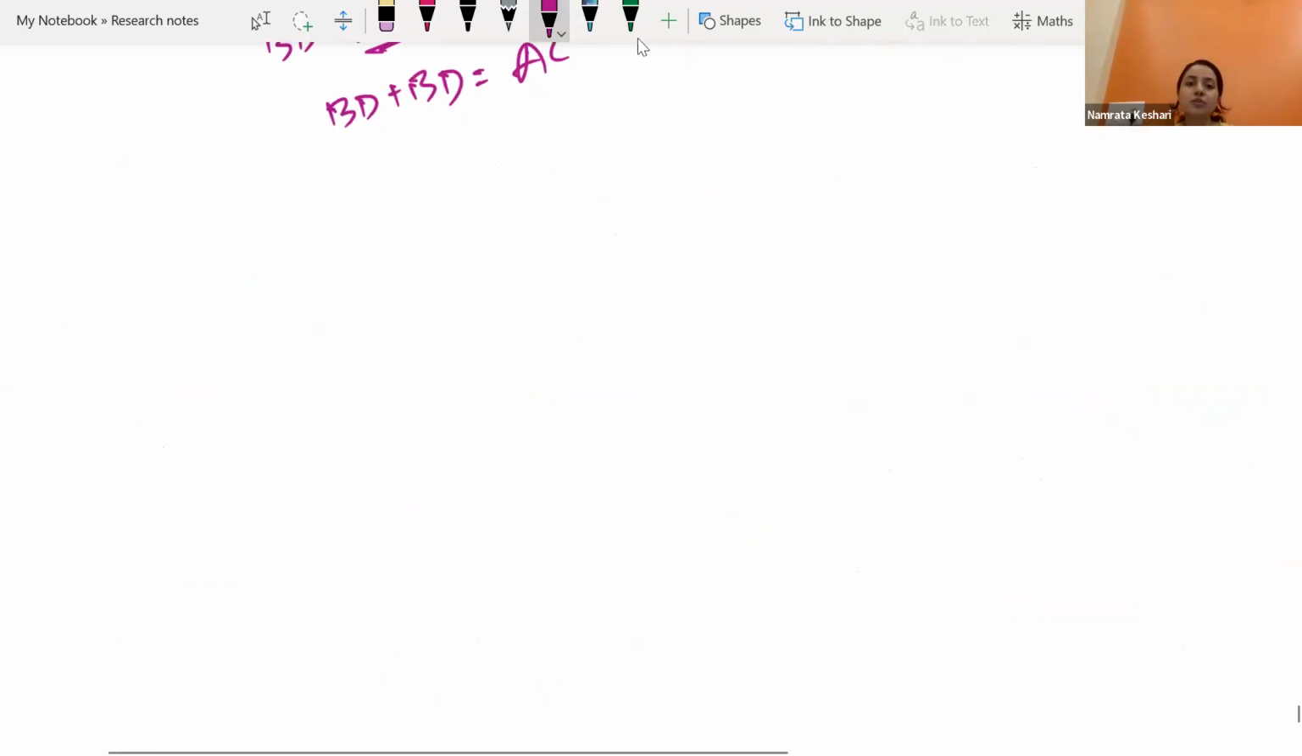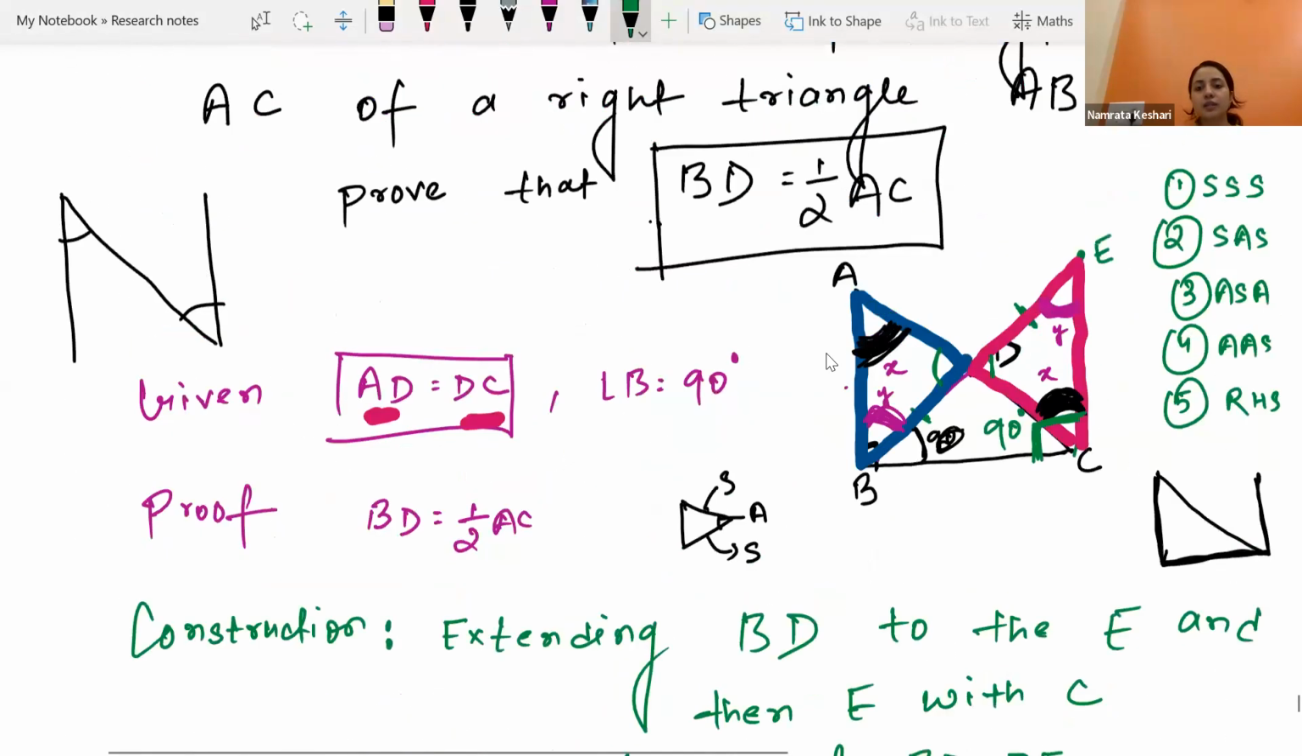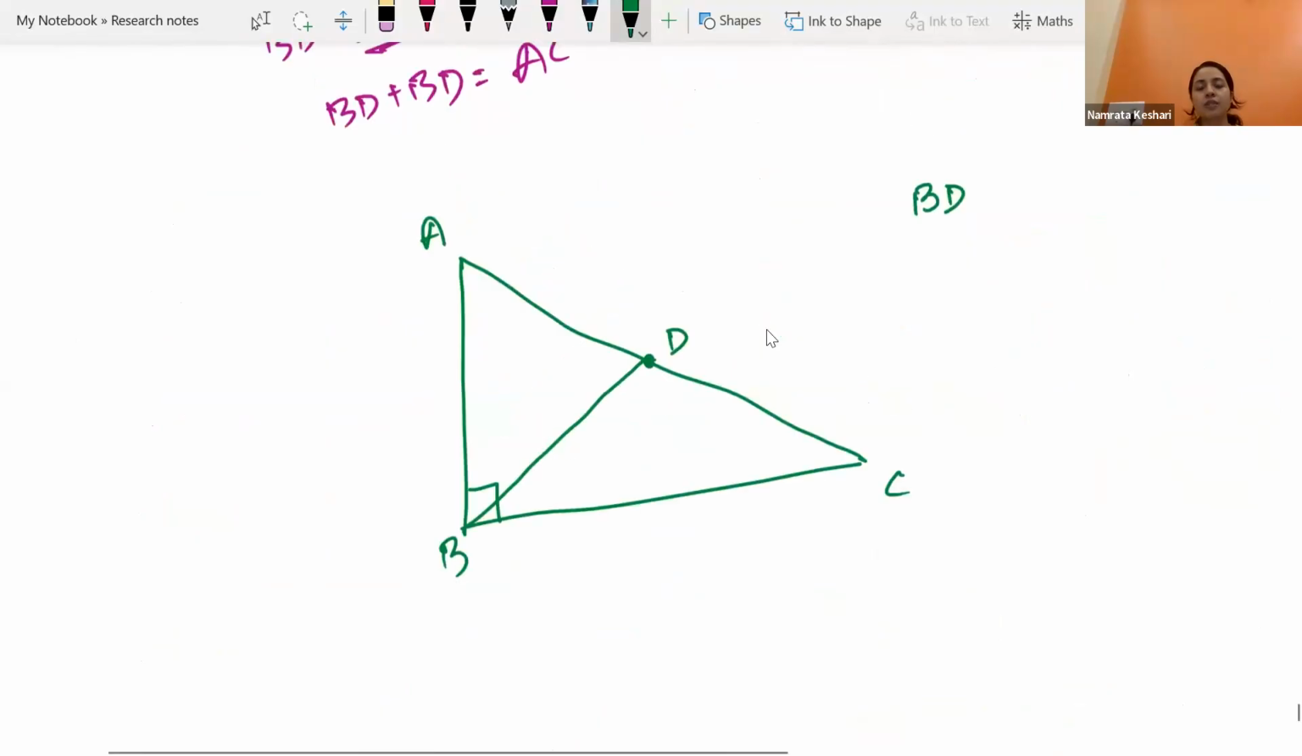Okay, so I'm showing the explanation part over here. We are having a triangle, a right angle triangle, A, B, C. Here D is the midpoint of AC, and we have joined B with D. And what we have to prove? We have to prove that BD is nothing but half of AC. We just have to prove that BD is nothing but half of AC.